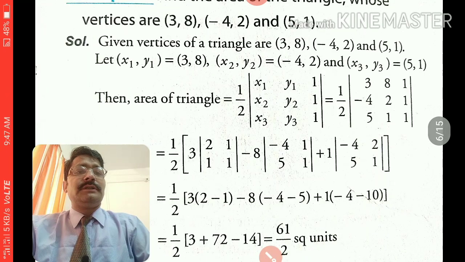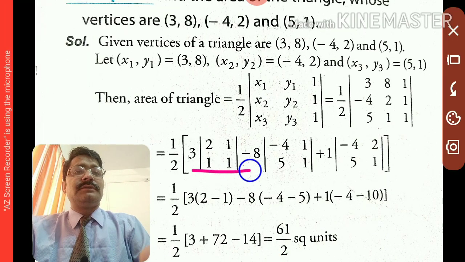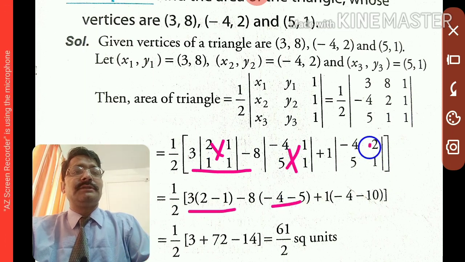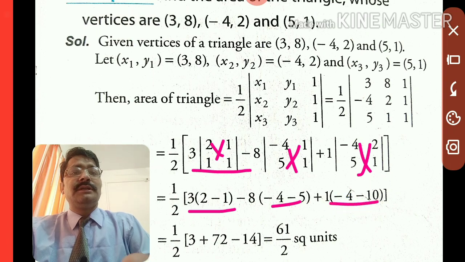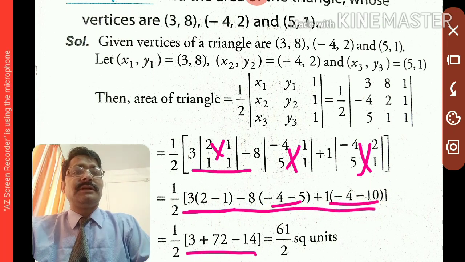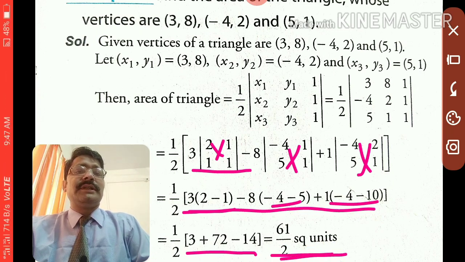Then how to open this, you already know: you cross multiply, you get this, you cross multiply again, and again. Then you solve and get 372 and minus 14, and then you take half. So 61 by 2 is the area of this triangle.